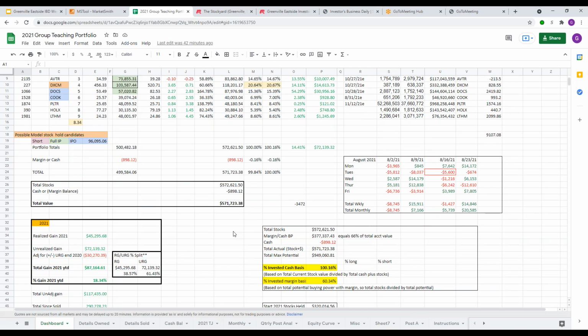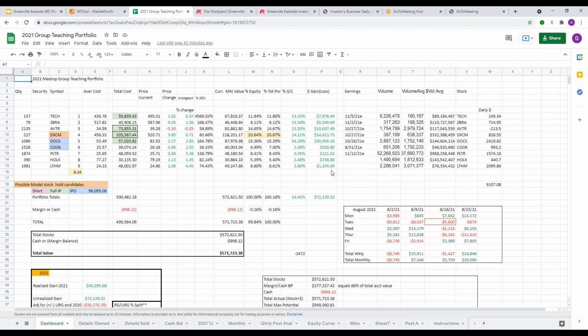So this is on the Greenville Eastside IBD meetup site, so you can look at the whole thing and the detail pages, sold pages, all the background. This is just the dashboard page showing you year to date.